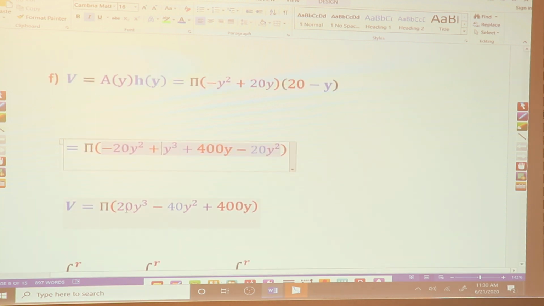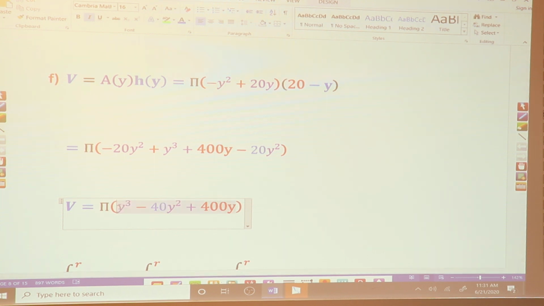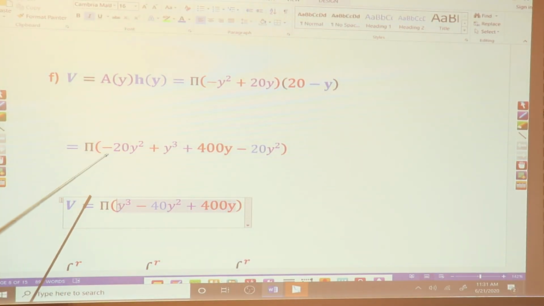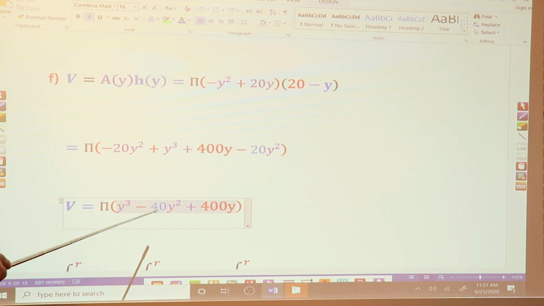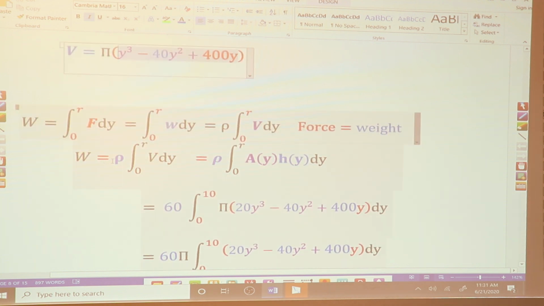Now, let me just erase this one. I have y cubed, combine the like terms: negative 20y squared, negative 40y squared, plus 400y. I have the volume, I have everything. It's half full, so my limit is from 0 to r. You remember the formula, rho v dy. Rho is given, 50 or 60. Let me just sit here and finish it for you.